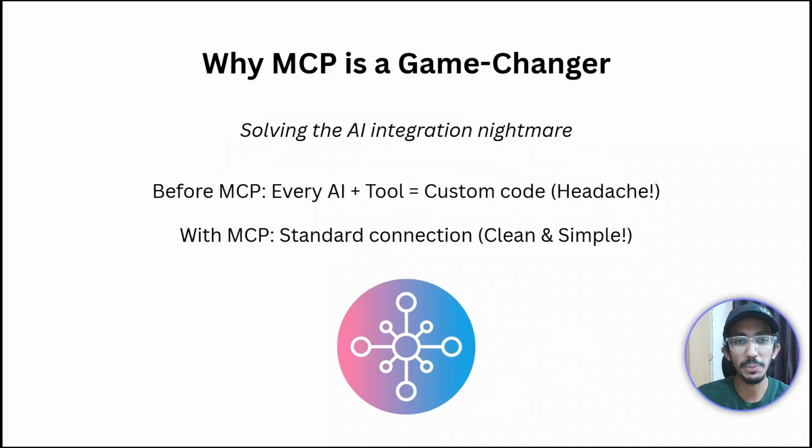So why is MCP such a game changer? It's all about solving the AI integration nightmare. Before MCP, connecting every AI to every tool was a custom coding headache. Imagine a tangled mess of wires. That was the old way. With MCP, you get a standard connection. It's clean, it's simple, and you teach your AI to speak MCP. And you make your tools MCP compatible. And after that, they can all communicate much more efficiently. This dramatically reduces the development effort and complexity.